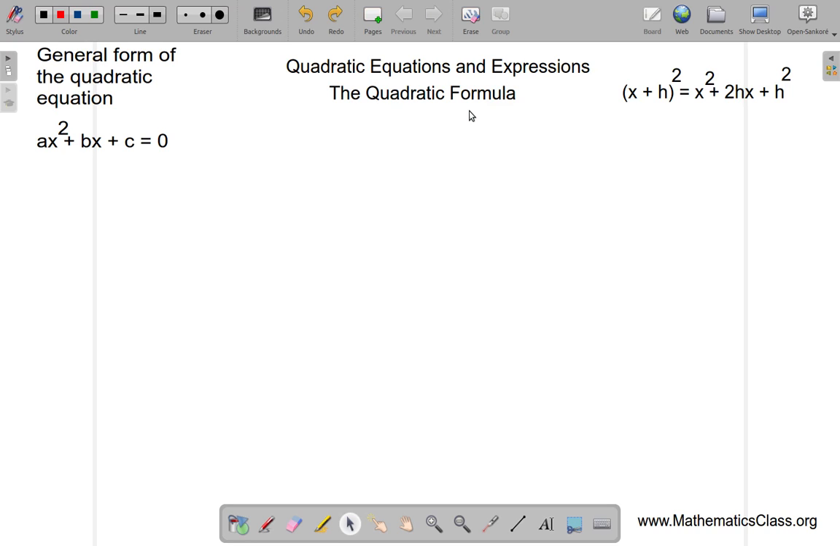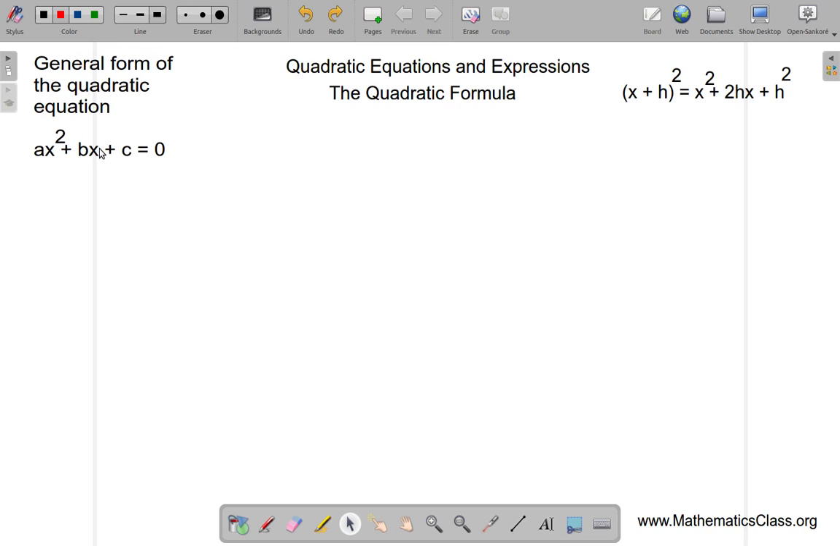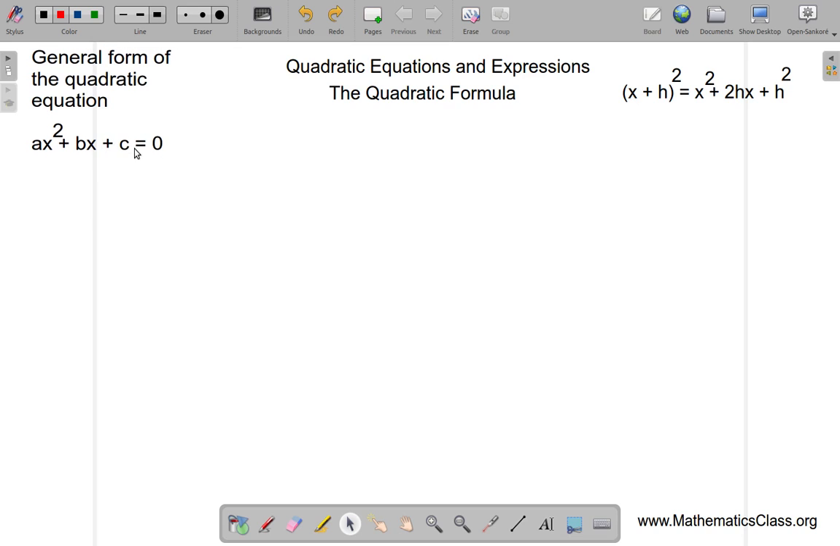We want to look at the quadratic formula. Now, you get the quadratic formula in your formula sheet, for example, in the CSEC Mathematics exam formula sheet. Now, let's just be reminded of a few things. The general form of a quadratic equation is this: ax squared plus bx plus c equals 0. This is not the quadratic formula, it's just a general form.